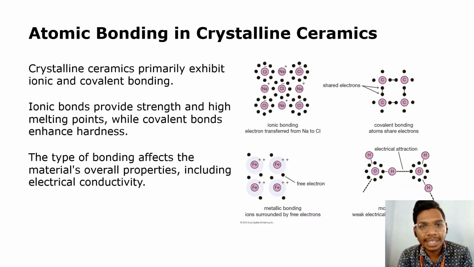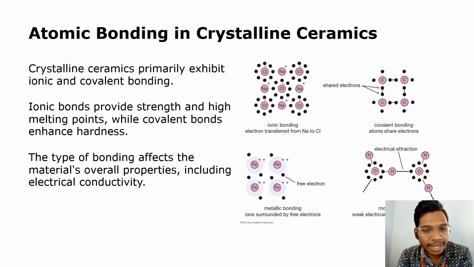Atomic bonding in crystalline ceramics. Crystalline ceramics primarily exhibit ionic and covalent bonding. Ionic bonding provides strength and high melting points, while covalent bonds enhance hardness. These are crystalline ceramics used daily, with many useful properties.